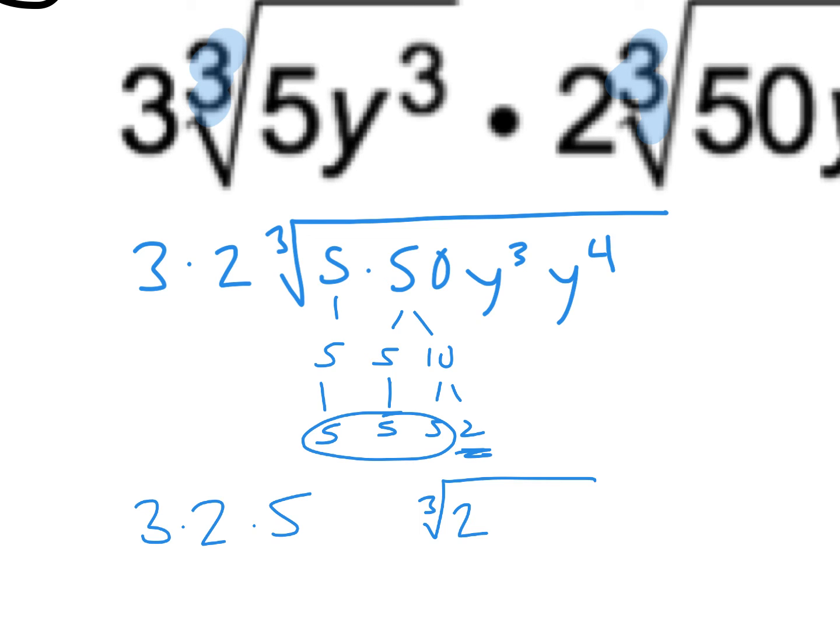Now let's do the y's. So I have 3 y's here and 4 y's here. I'm circling groups of how many? 3. Groups of 3. So 3 and 3. So how many y's are going to come to the outside? 2, because I have 2 circles. So y squared on the outside. And how many stay on the inside? 1. Just 1.